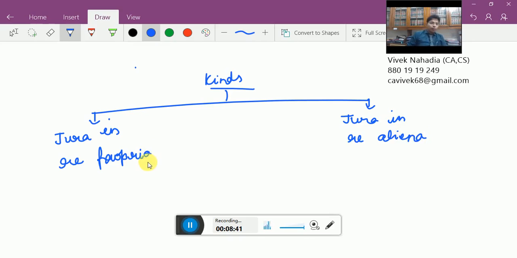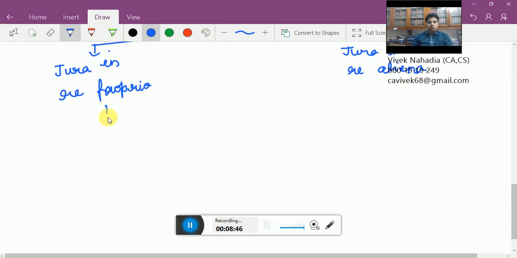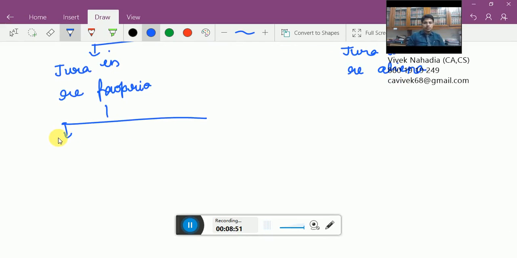Jura in re propria is again divided into two. Please note down while we are discussing this. It will be a summary note for you. No matter from whichever book you are reading, this will be the concept and this will be like a summary for you. So kindly note down. Jura in re propria is divided into two: material things and immaterial things.